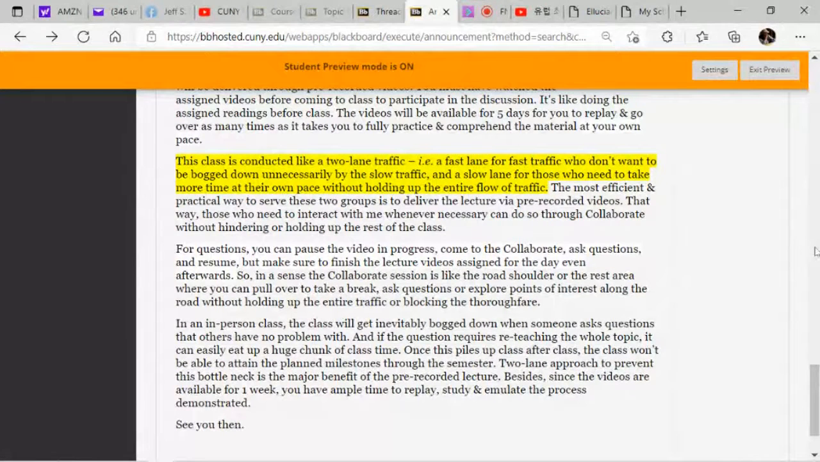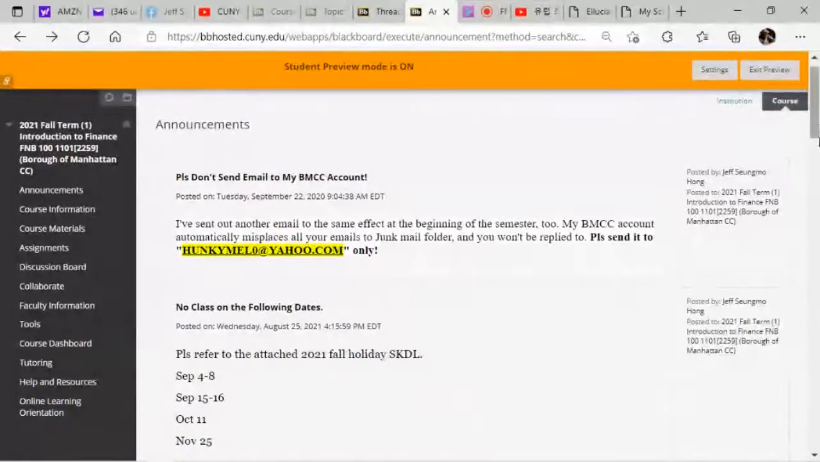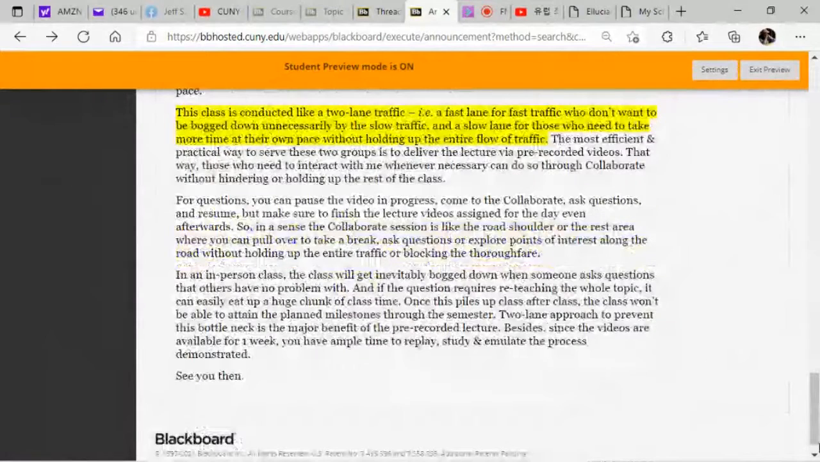Also, if you have any questions, if you have anything that you don't understand, that's what the collaborate session is for. So again, the collaborate session is not the main lecture. Make this clear. Okay, collaborate is not the main lecture. It is like an aftermath for reflecting and reviewing the main lecture that was already delivered through the pre-recorded videos.